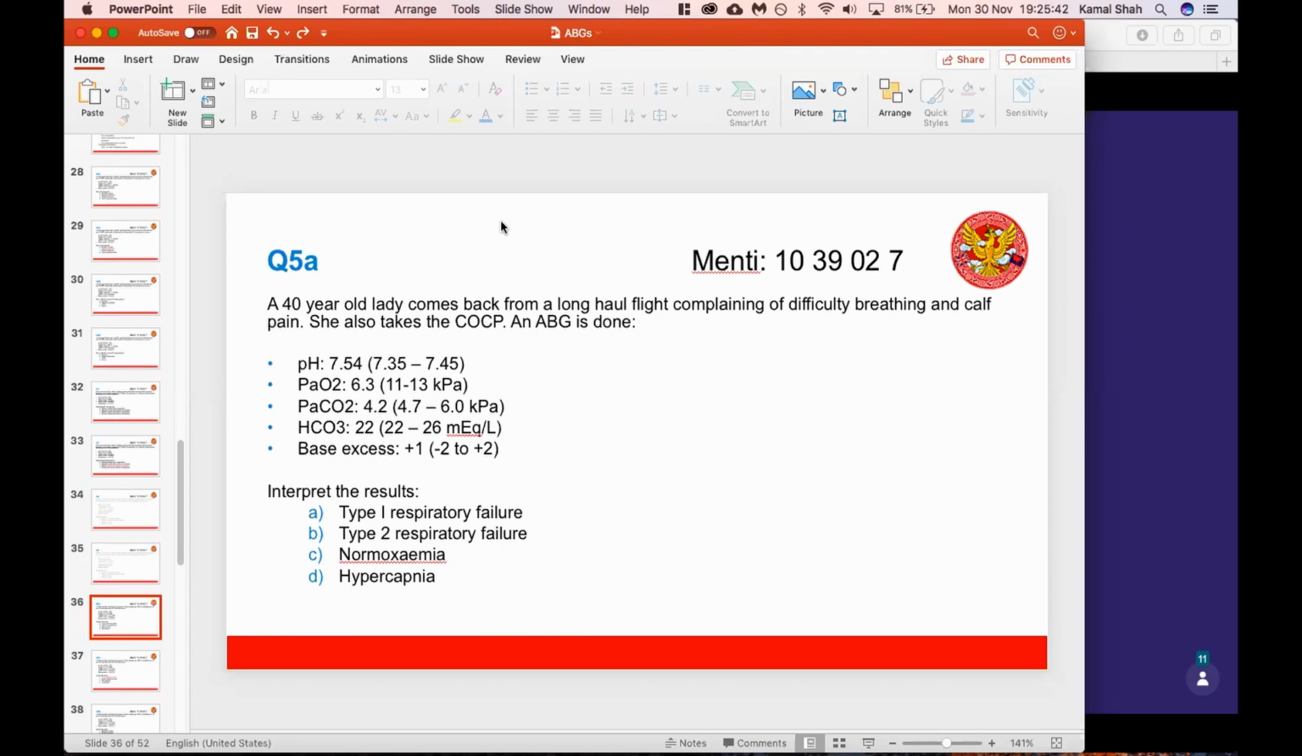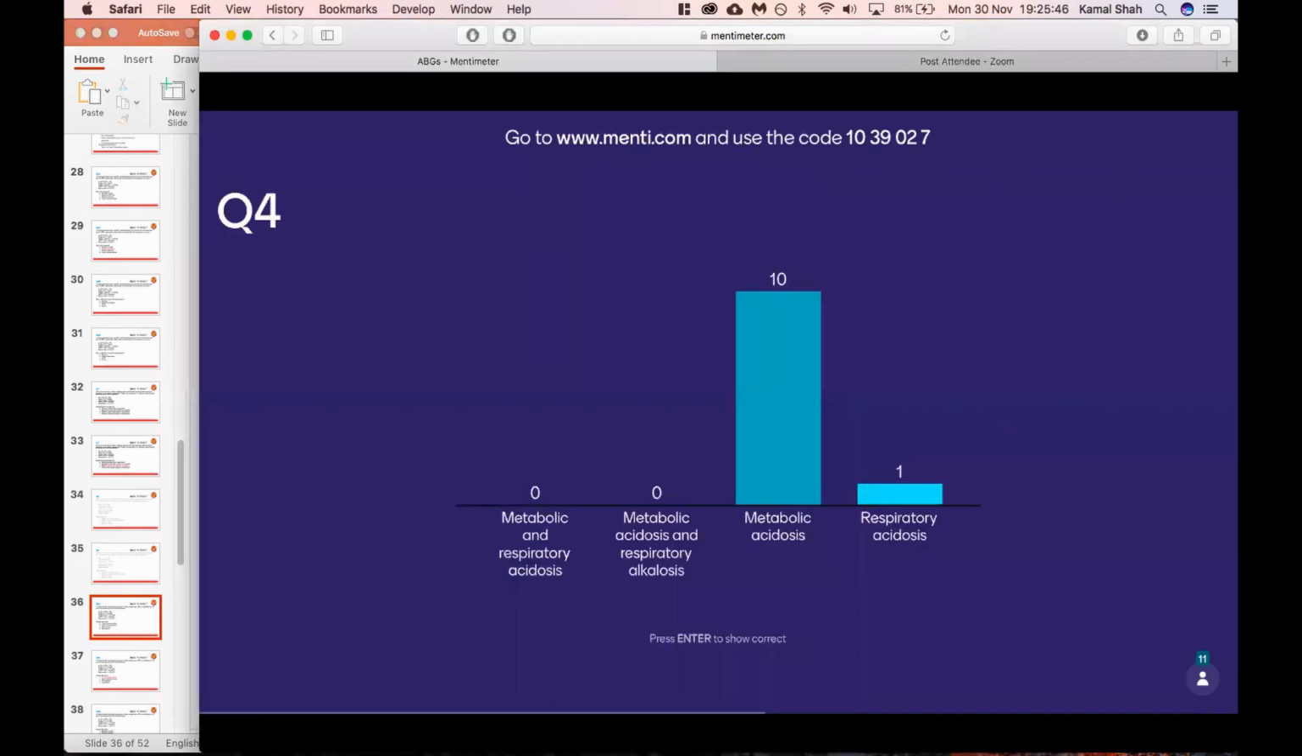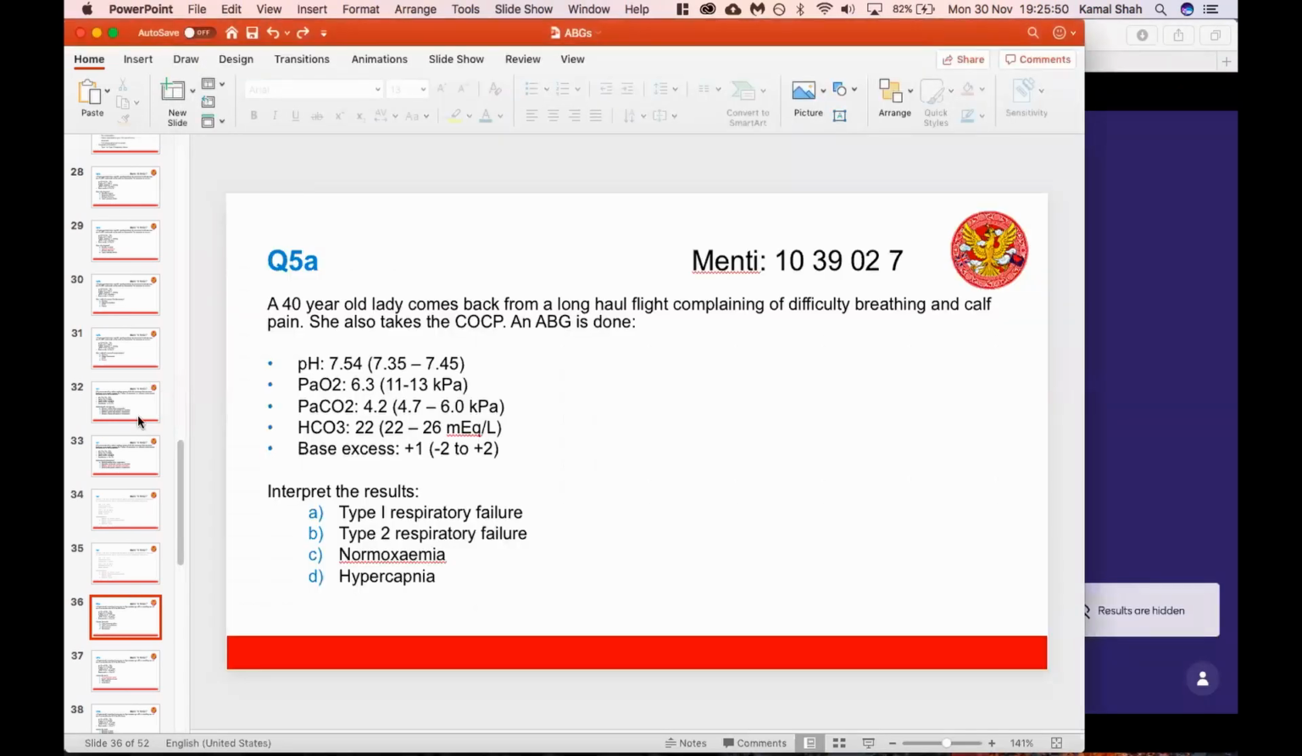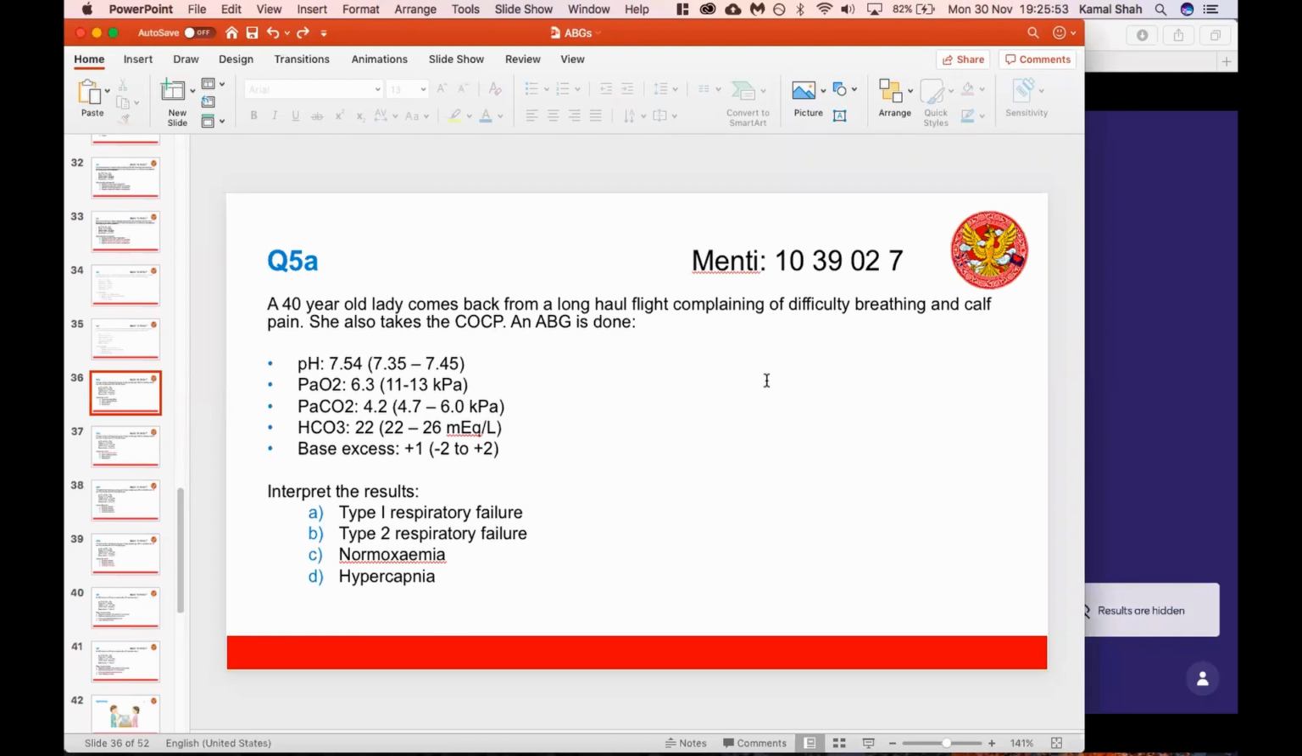Question 5a. So we've got a 40-year-old lady who's come back from a long-haul flight complaining of difficulty breathing and calf pain. She takes the oral contraceptive pill. So we've done an ABG for some reason on this patient. And what do we see here?